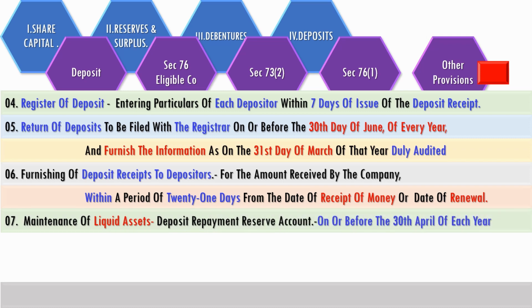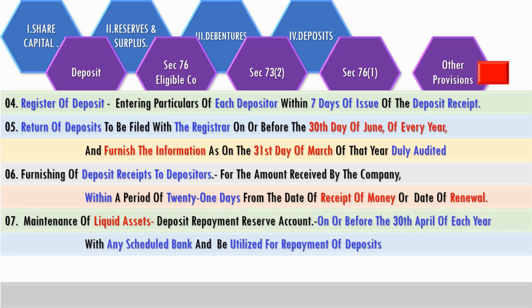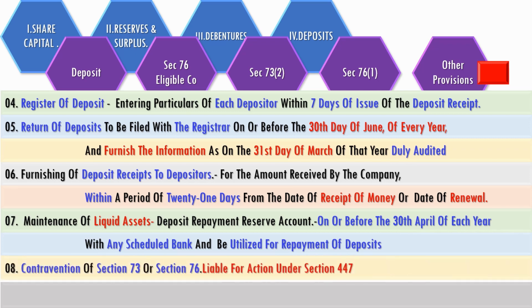Company shall maintain liquid assets under deposit repayment reserve account on or before 30th April of each year with any scheduled bank, and it shall be utilized for repayment of deposit. Any contravention of section 73 or 76 will render the company liable for action under section 447.